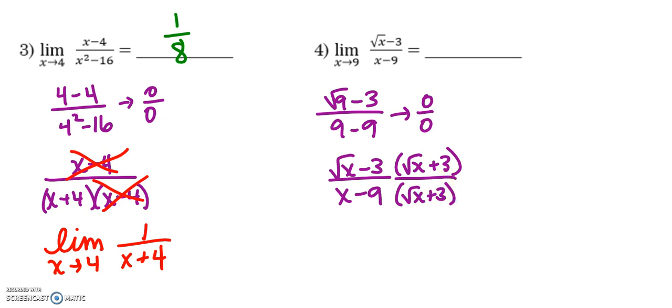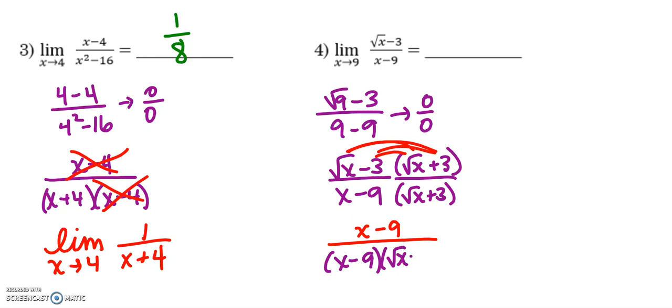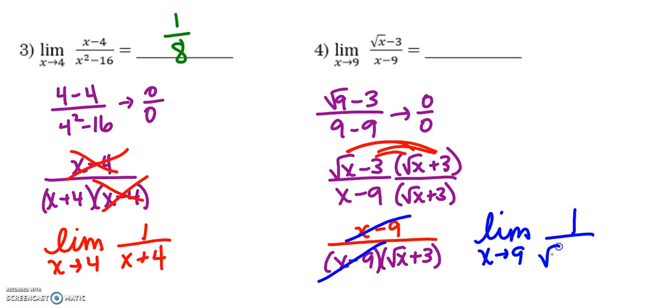Now you want to be careful because you do want to distribute on the top: first, outside, inside, last, if that helps you remember. So I'm going to get x plus 3 root x minus 3 root x and then minus 9 over. The bottom you do not want to distribute because ideally something is going to cancel out to get rid of that problem of 0/0. If you multiply it all together, it's harder to see that this x minus 9 and this x minus 9 are going to cancel. So now I have a brand new limit problem: the limit as x goes to 9 of 1 over the square root of x plus 3. First method to evaluate a limit at a point is substitution. So I'm going to plug in 9 and I end up with 1/6.